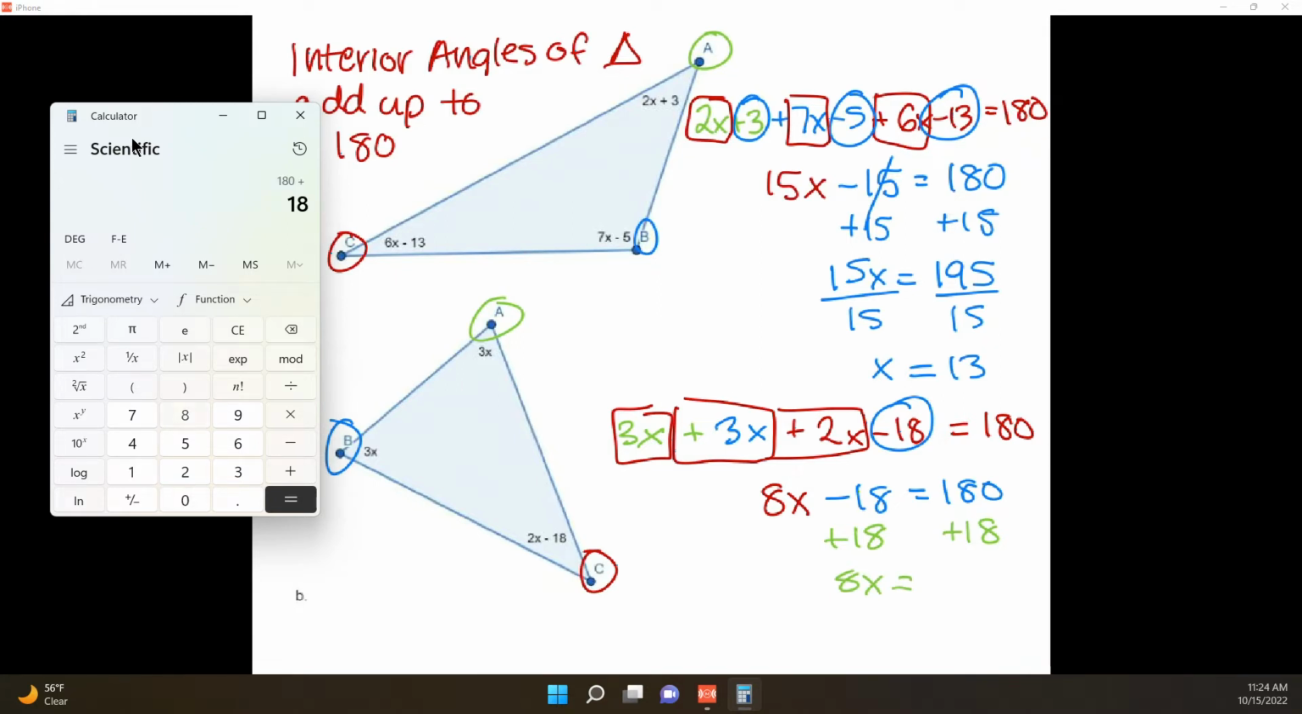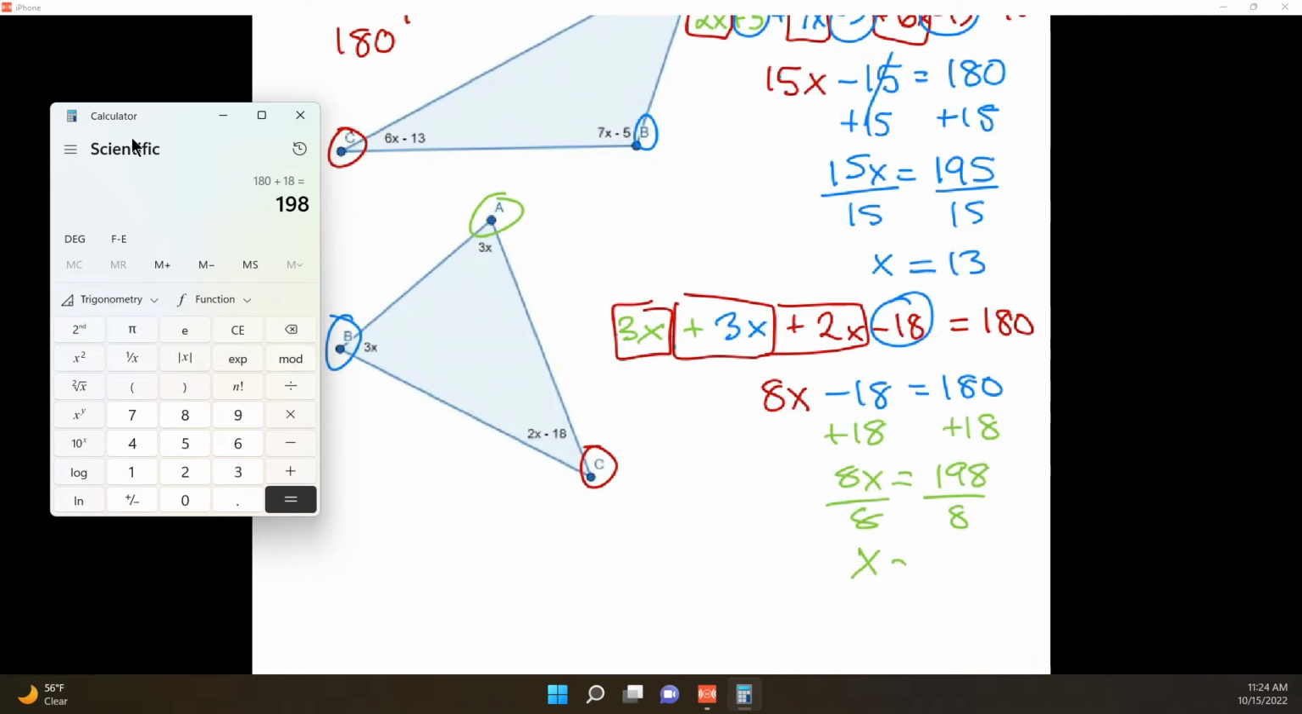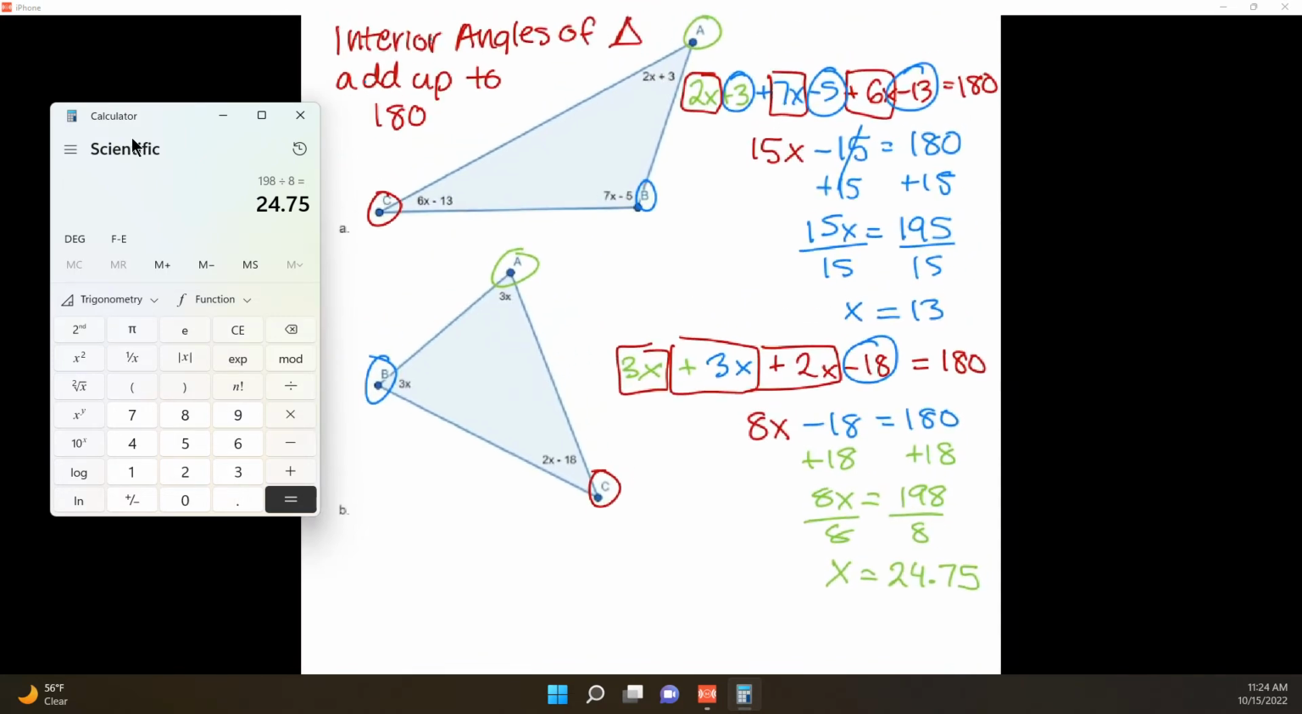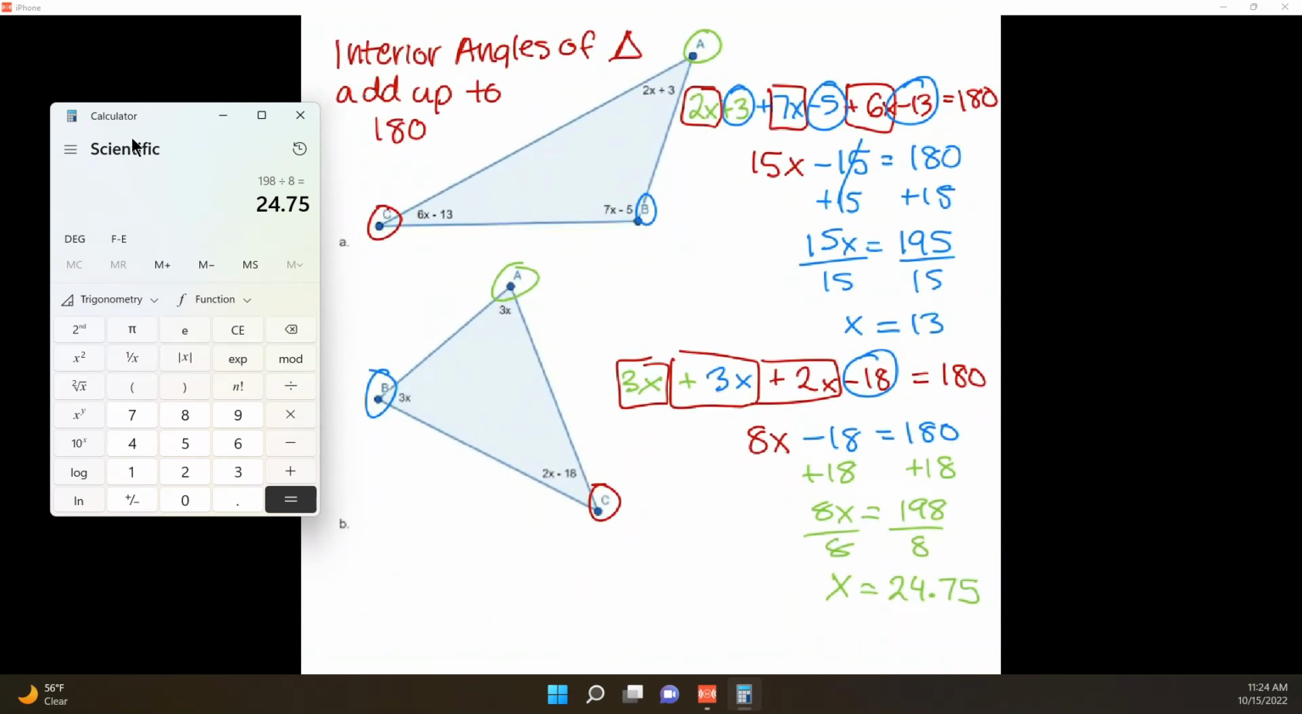180 plus 18 is 198. If I divide both sides by 8, x equals 24.75. All right, so that's for the interior angles of triangles. They always add up to 180. Interior specifically, though, okay, which hopefully you'll remember means inside of the triangle. So everything inside adds up to 180.